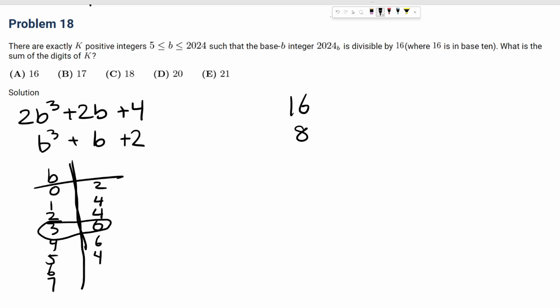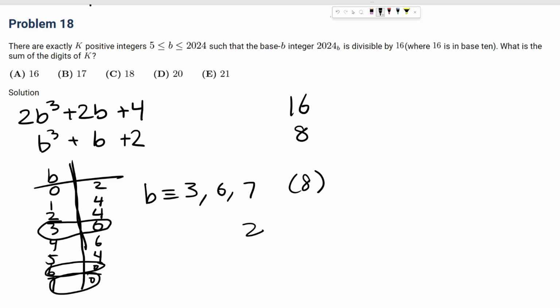If we plug in 6, what is 6 cubed? That's 216. Oh, that's 0 mod 8 because it's even, plus 6 plus 2, which is working. And if we plug in 7, we get negative 1 plus 7 plus 2, which is 0, which is also working. So that means that b has to be congruent to 3, 6, or 7 mod 8. Now, 2024 is going to be divisible by 8. It's 8 times 11 times 23, as we said earlier. It's 8 times 253.